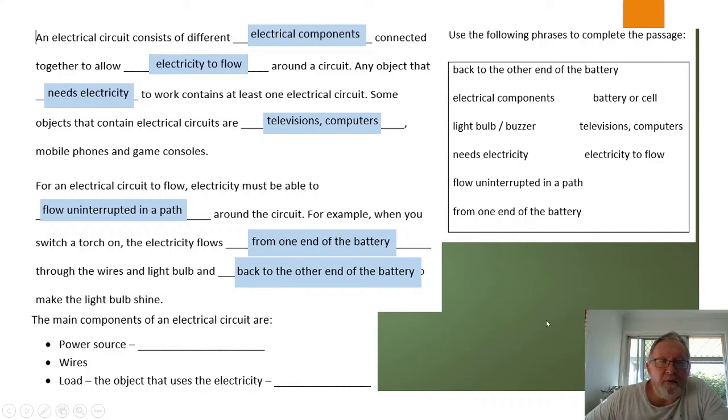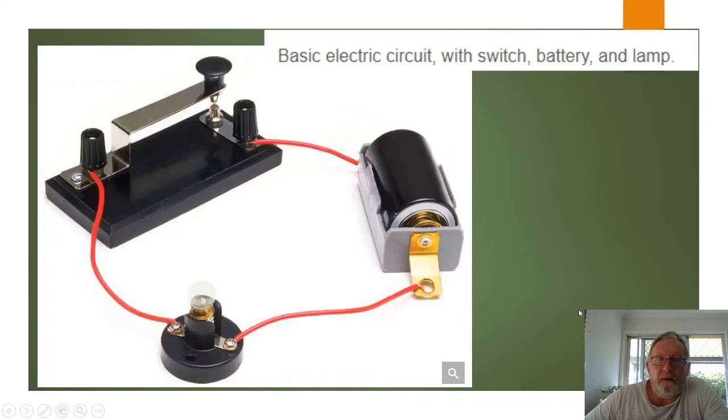Okay, so the main components are a power source, and examples of a power source are a battery or a cell, wires, and a load, and that's the object that uses the electricity, and two loads there are a light bulb and a buzzer. How did you go? All right, so here's another basic circuit that contains a switch, a battery, and a lamp. Do you remember the other word that starts with L for whatever uses the power source? It's a load.